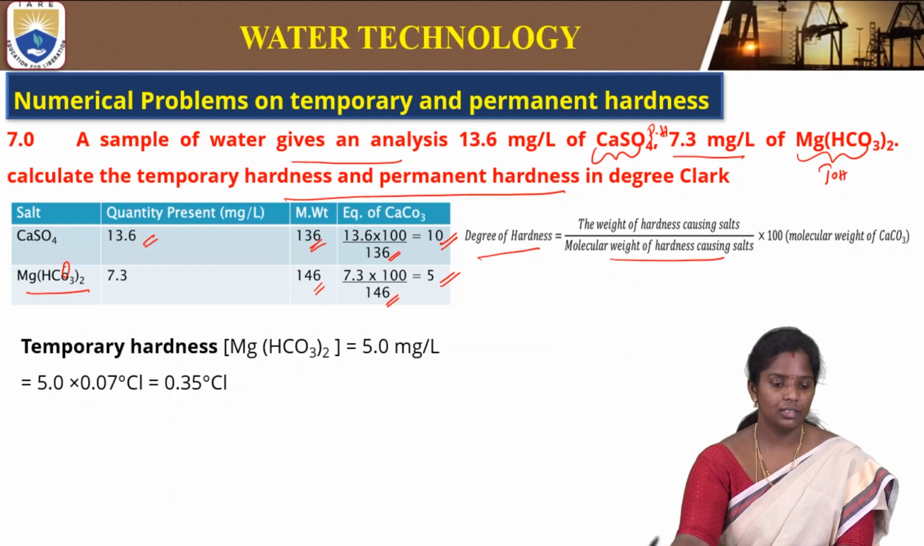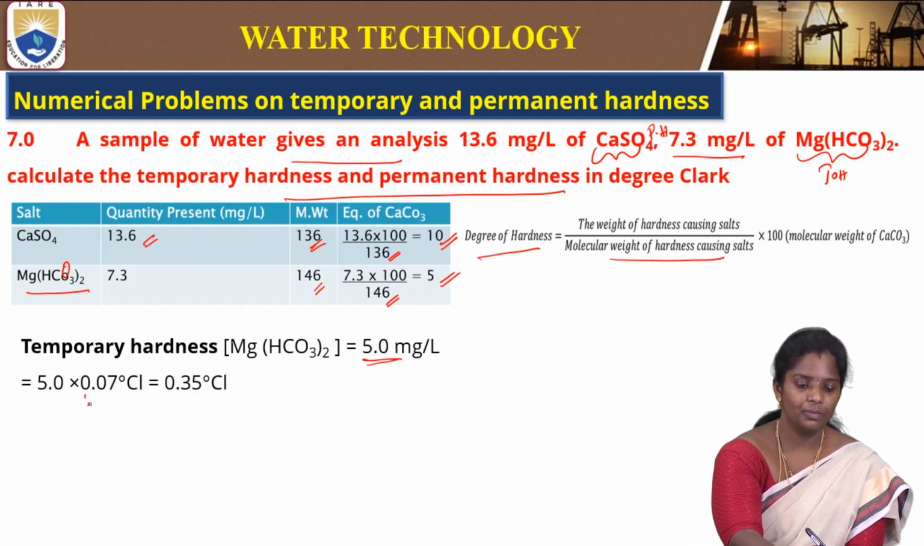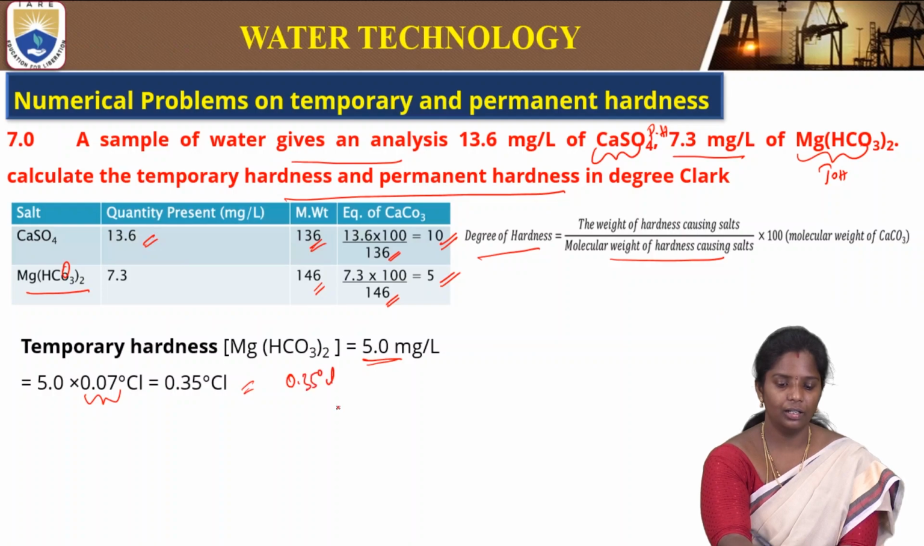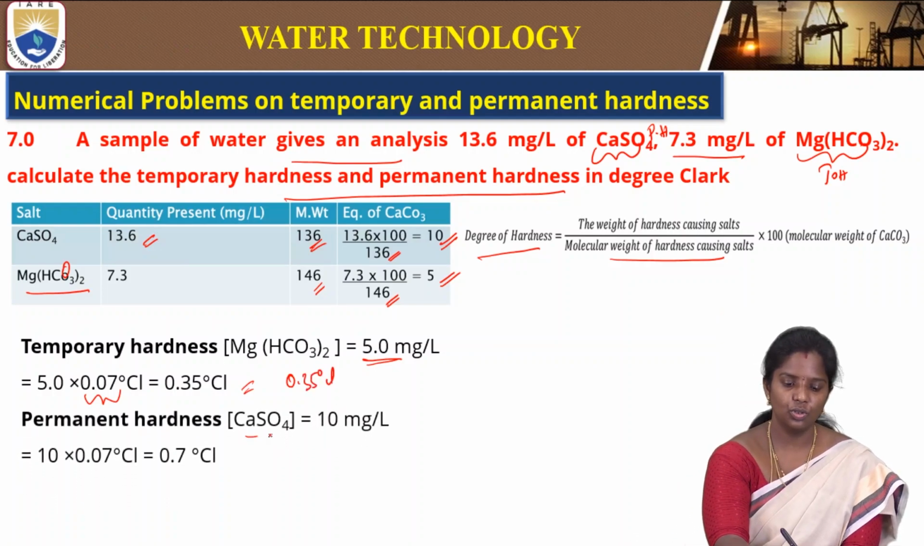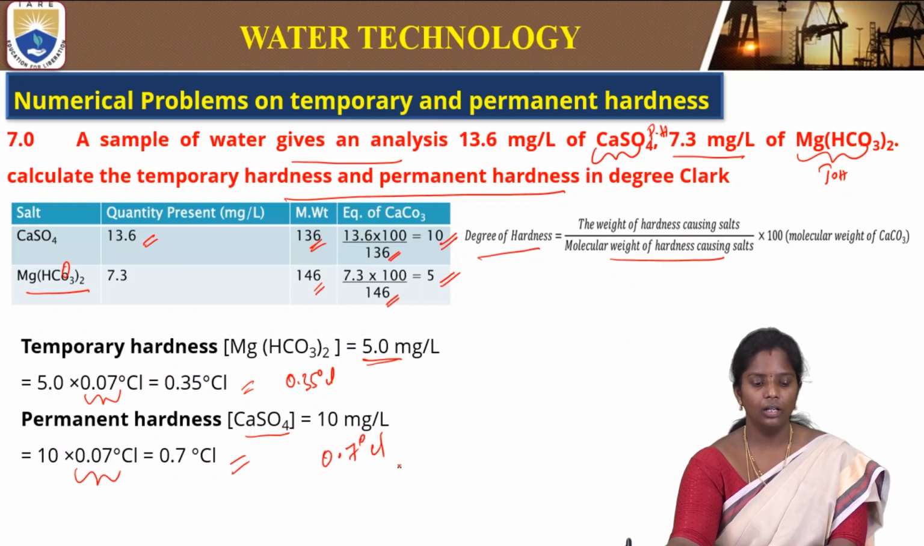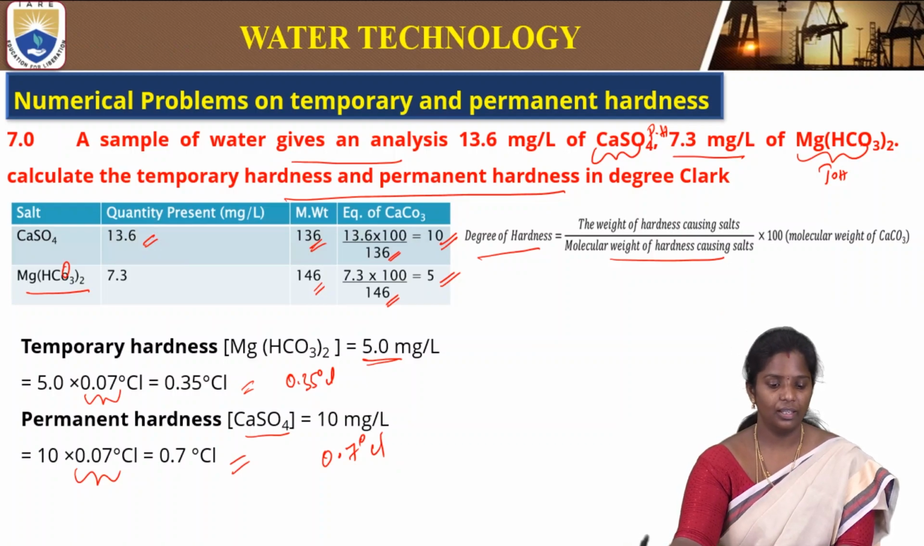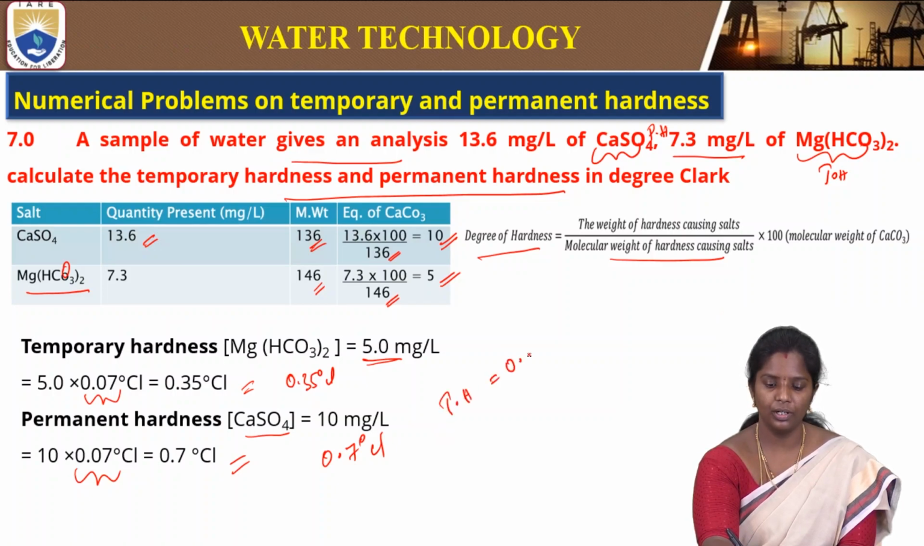Now we will be calculating the temporary hardness. It is nothing but the 5, that is only one salt is responsible. So multiply with 0.07 to get degree Clark, and we get 0.35 degree Clark. Now permanent hardness is due to calcium sulfate, that is 10 mg per liter, and multiply with 0.07, we get 0.7 degree Clark. So these are the values we get for this particular sample, wherein only one salt is responsible for the hardness causing salts. So temporary hardness is equal to 0.35 degree Clark, and permanent hardness is equal to 0.7 degree Clark.